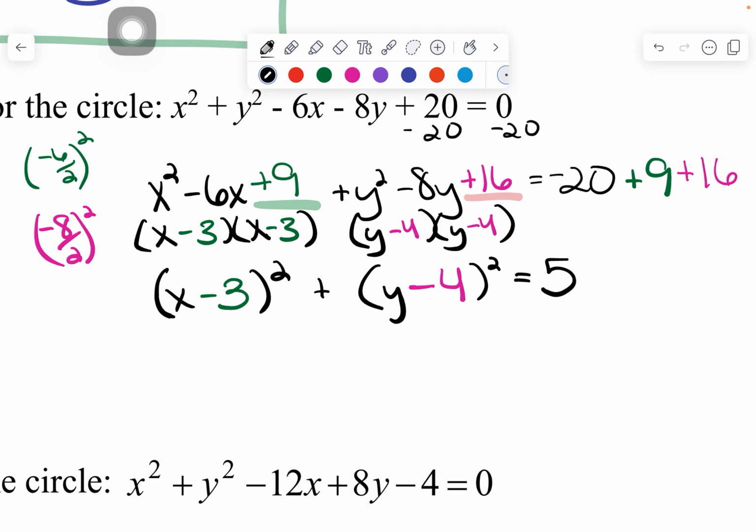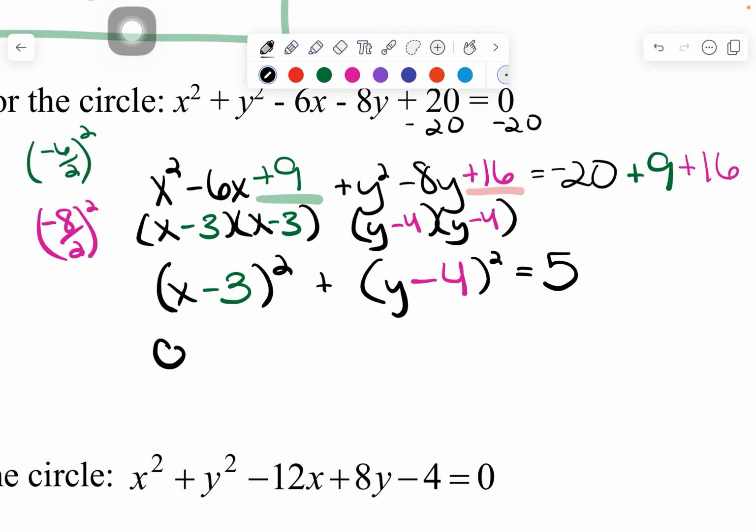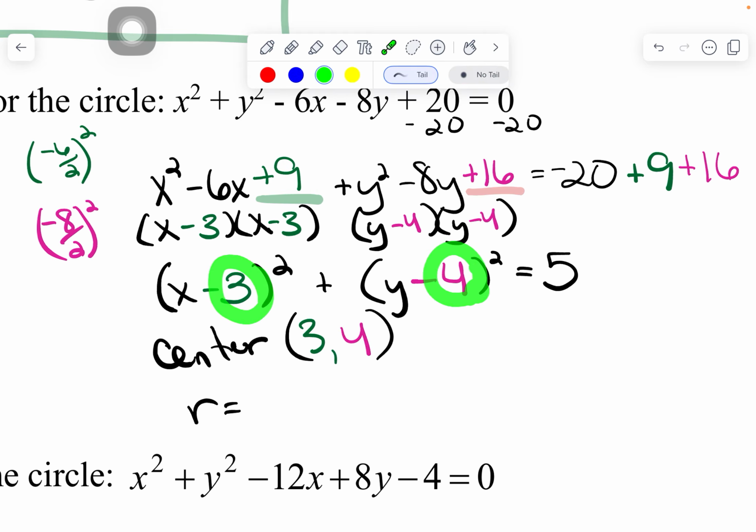All right, so after all this hard work, right, we want to pull the center, and I want to know what my radius is. So let's talk center here. That's going to be the point 3, 4, right? Here's my h value, here's my k value, love that. Now radius, not that it's difficult, but we got to be careful because it's not 5. All right, so your radius squared is equal to 5.